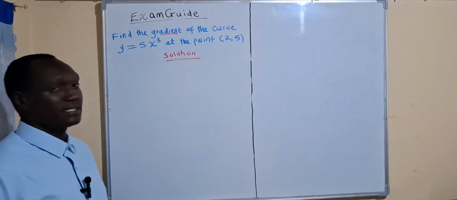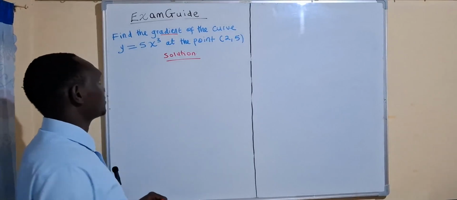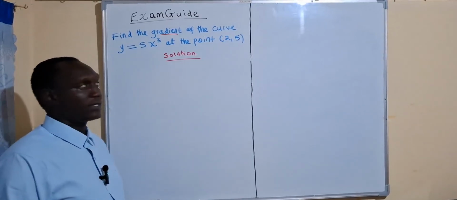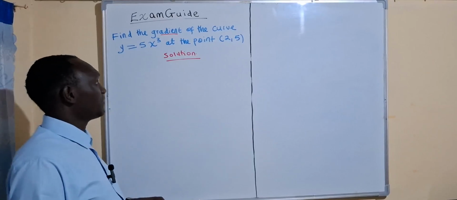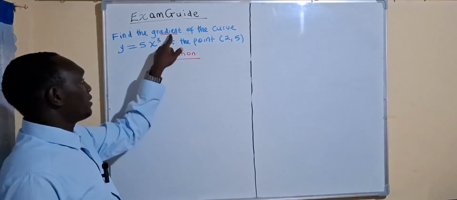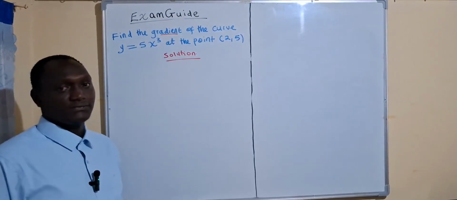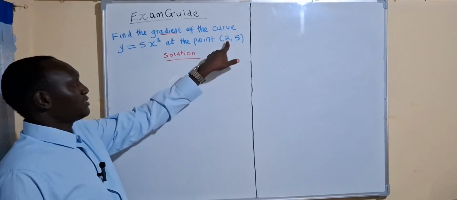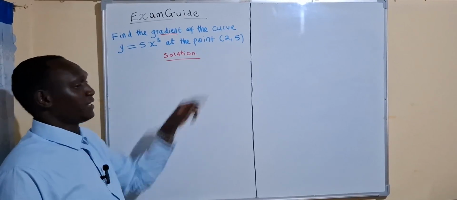We are on exam guide section, and we have this question that says, find the gradient of the curve y equals 5x cubed at point (2, 5). They are looking for the gradient of the curve at the point with coordinates (2, 5).